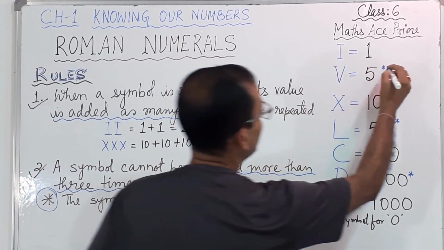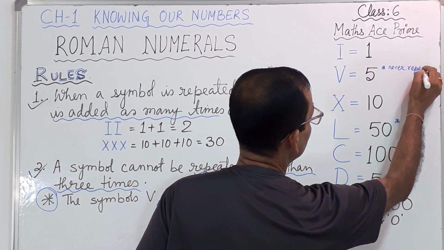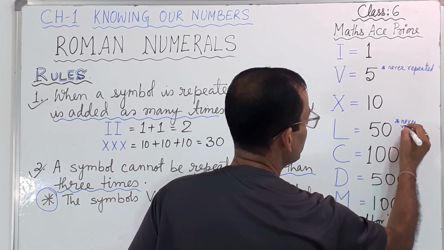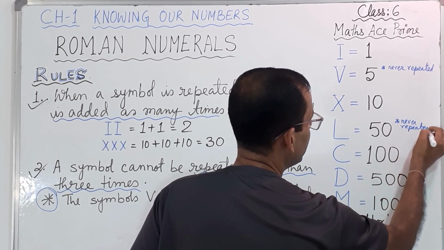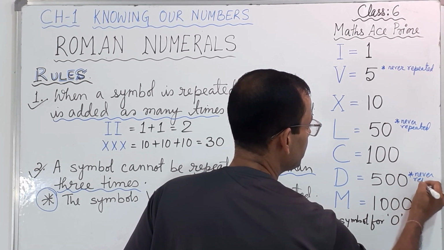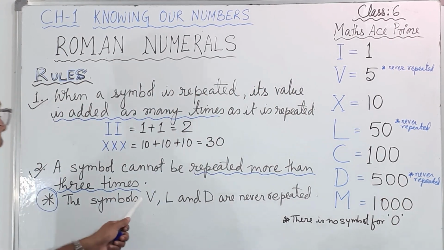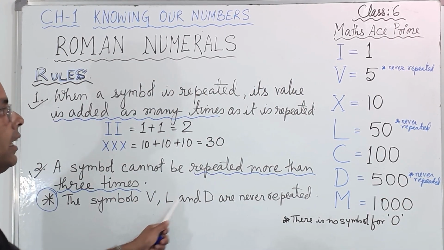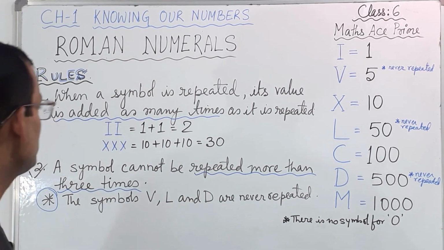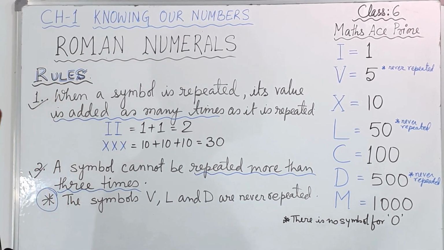So what can I write here? Never repeated. Okay. Here also never repeated. Understanding or no? And here also never repeated. So which ones are never repeated? V, L and D. They are never repeated. So I hope you have understood rule number 1 and rule number 2 nicely.